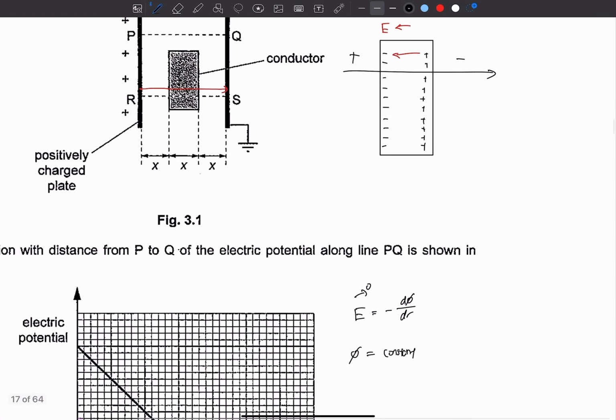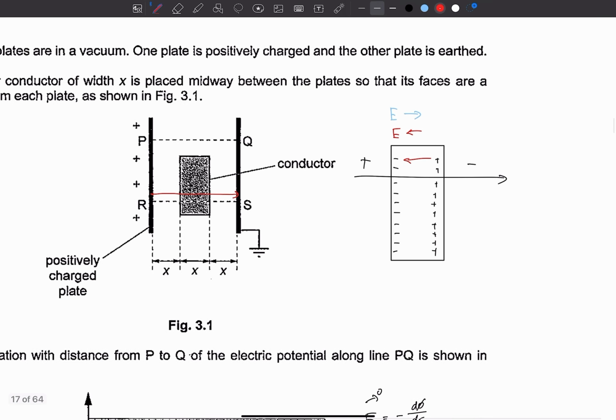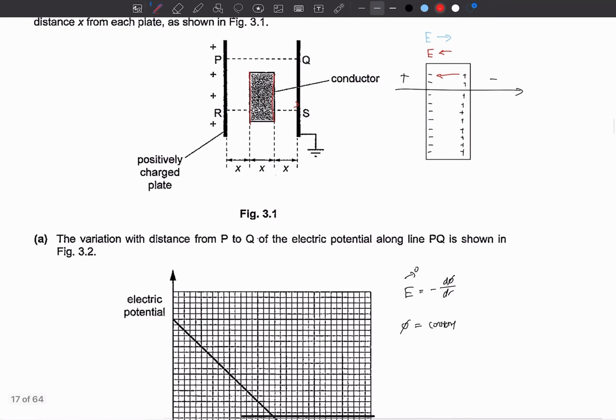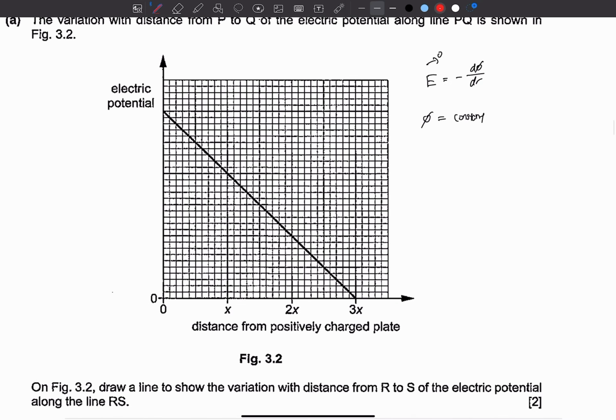And where is it constant at? It's constant at this region here. This region. Or rather, just this region here. Alright. So essentially, we will have a straight line from x to 2x.